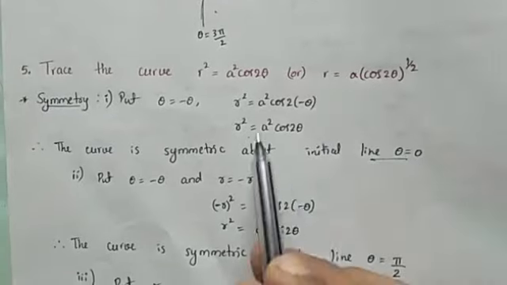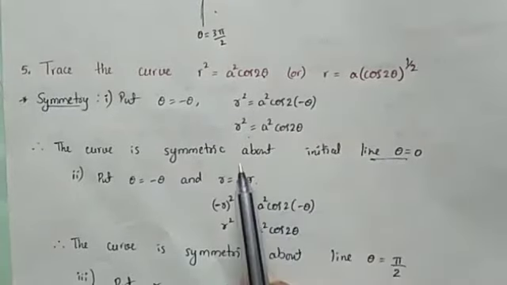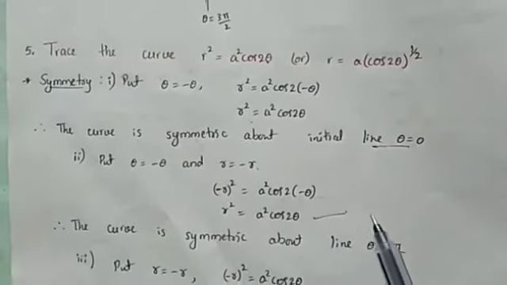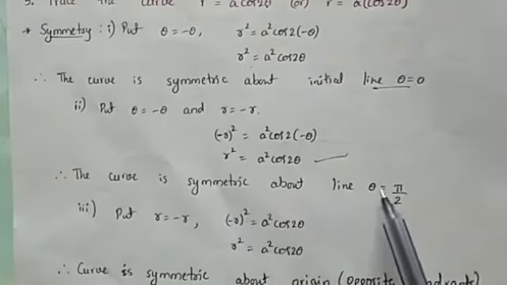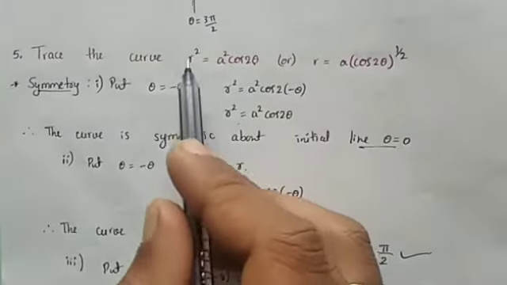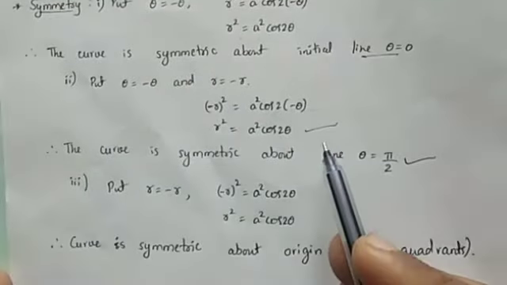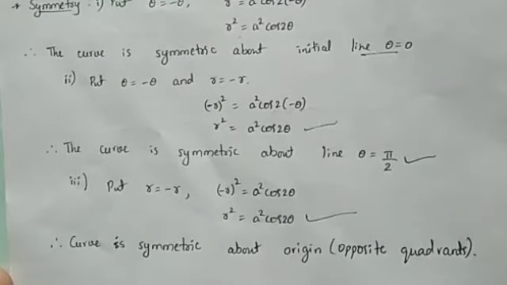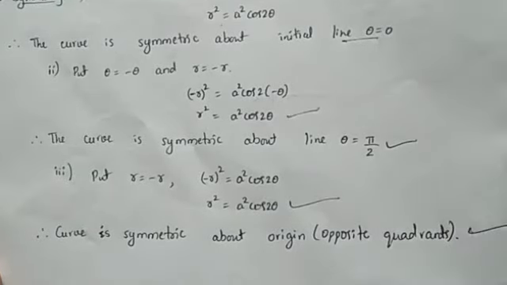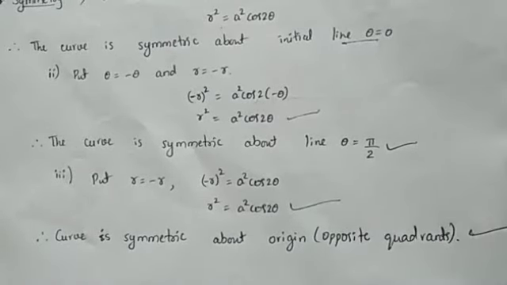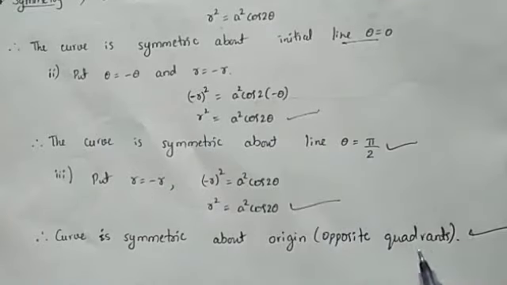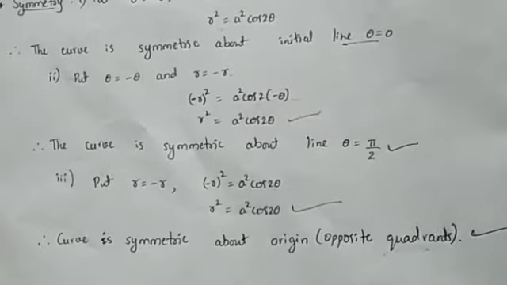Next, put theta equal to minus theta and r equal to minus r. You get the same equation of the curve. Therefore, the curve is symmetric about the line theta equal to pi by 2. Next, replace r by minus r. You get the same equation of the curve. Therefore, the curve is symmetric about the origin or opposite quadrants. Totally, the curve is symmetric about the x-axis, the y-axis and the opposite quadrants.